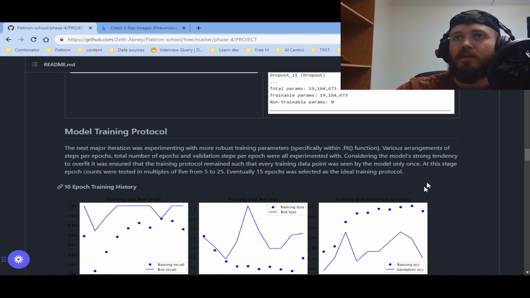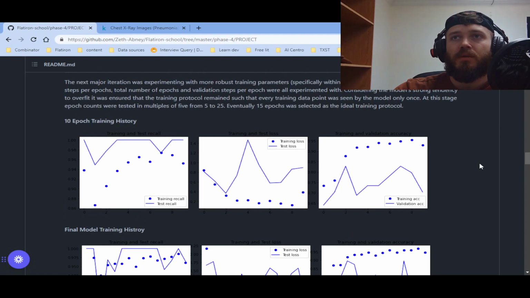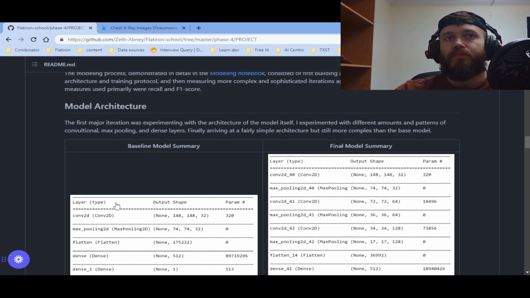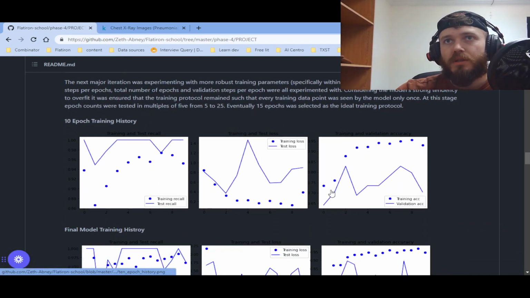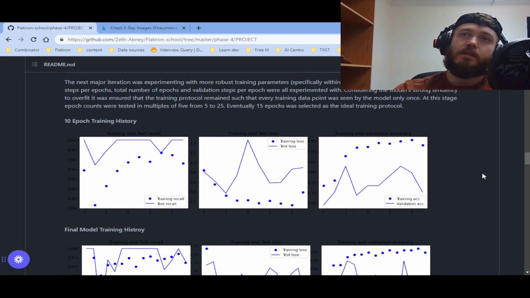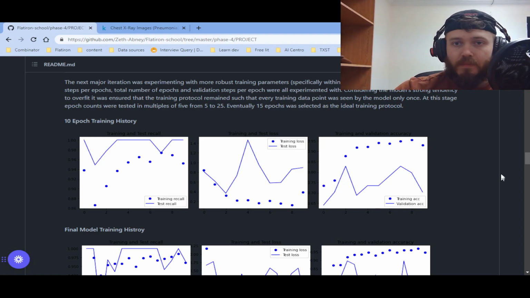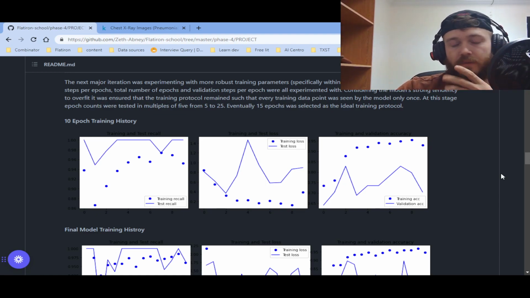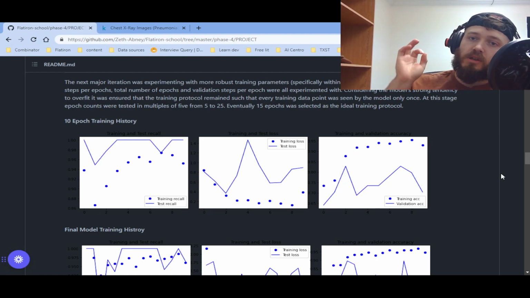Yeah, so more about the different things I experimented with. The first major thing besides the model architecture that I looked at was the training protocol. So I had it set initially so that the model only saw each data point or observation one time ever. Between all the batches and epochs and all that stuff, I had it set so that it only saw each image once.